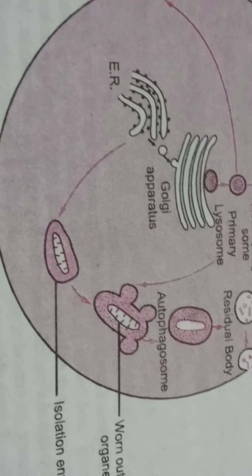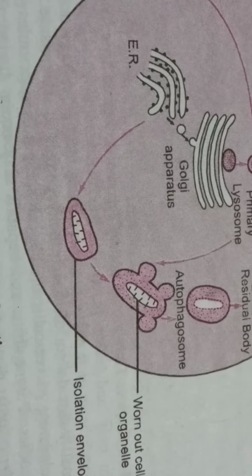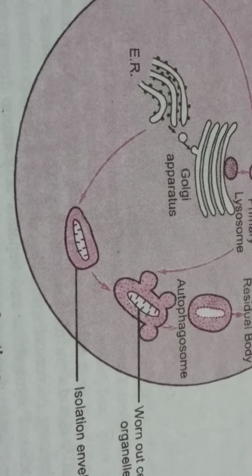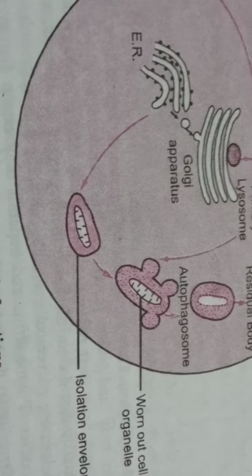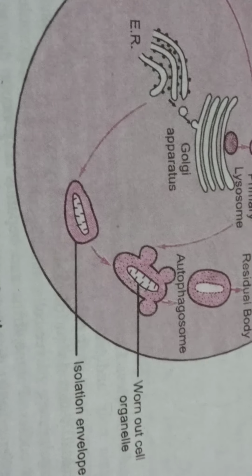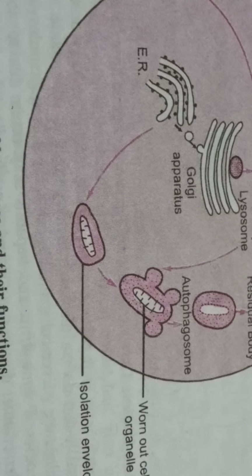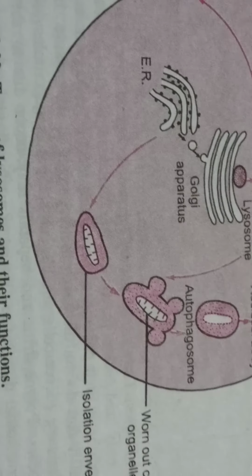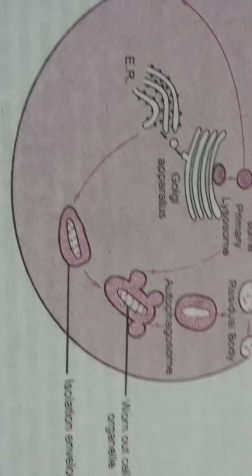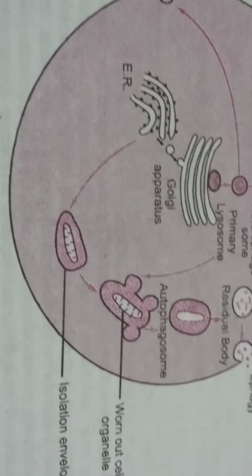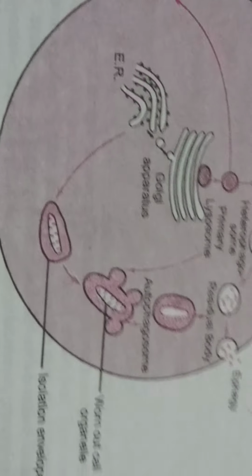Now these structures perform autolysis. That means a self-destruction of the cell, tissue or organs. That means with the help of these lysosomes, due to their performing autolysis, sometimes what happens is they destroy the cell. That's why that particular function is known as autolysis.